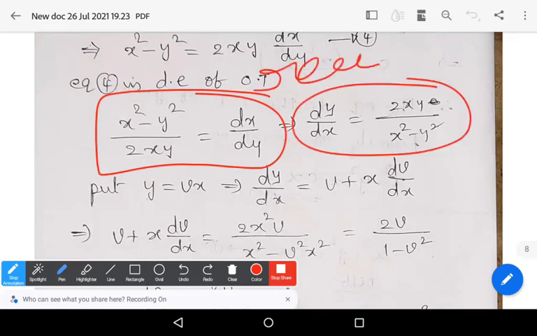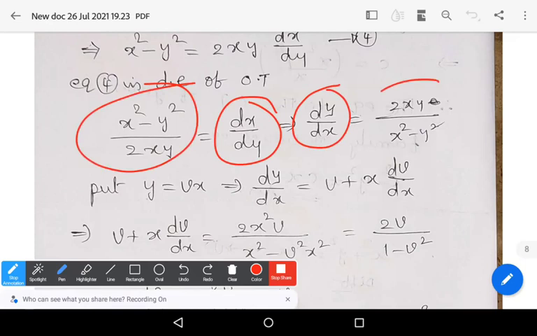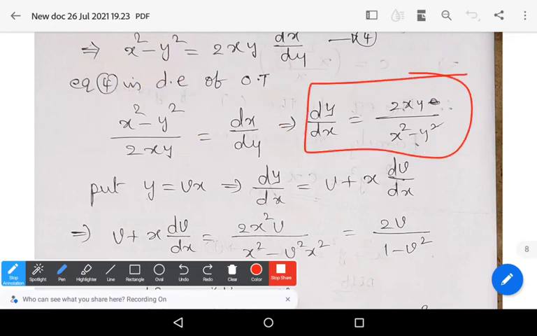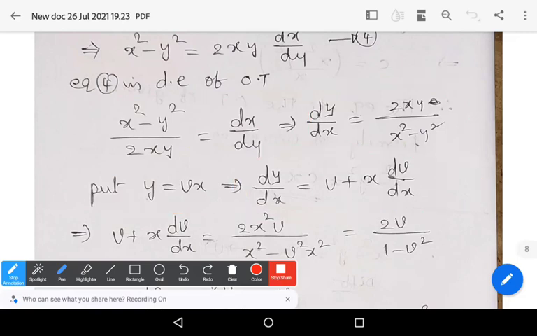By rewriting the fractions, dx by dy can be written as dy by dx, and x square minus y square by 2xy can be written as 2xy by x square minus y square. Clearly, this is also a homogeneous differential equation. Now put y equals vx as in the previous problem. You get dy by dx equals v plus x into dv by dx.